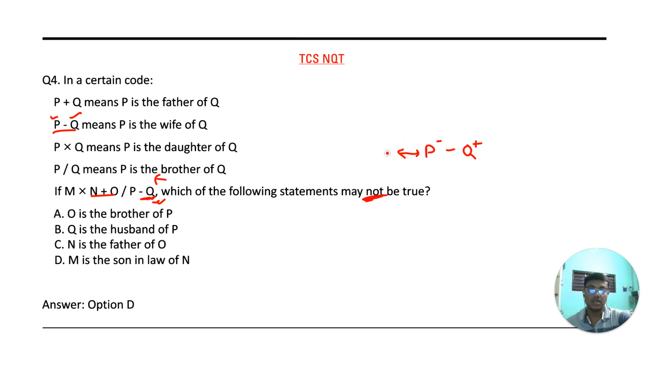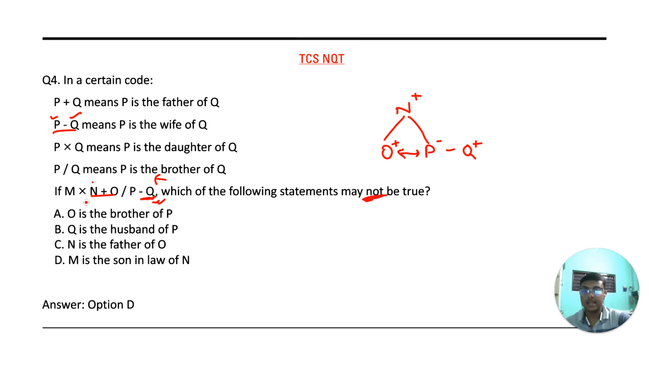O is brother of P. That is, it is male. Next is N plus O. N plus O means N is father of O. So N is father, that is male gender, and father of whom? O. And as O is the brother of P, so N is also father of P.